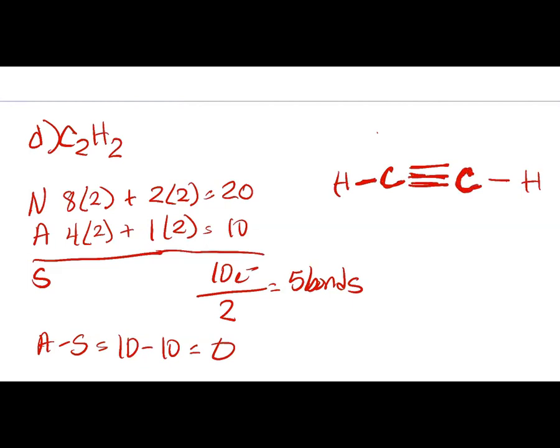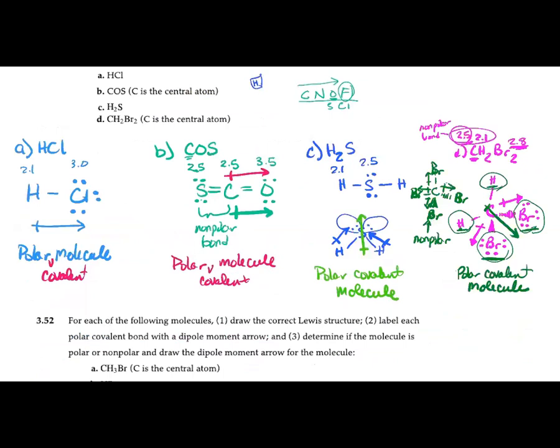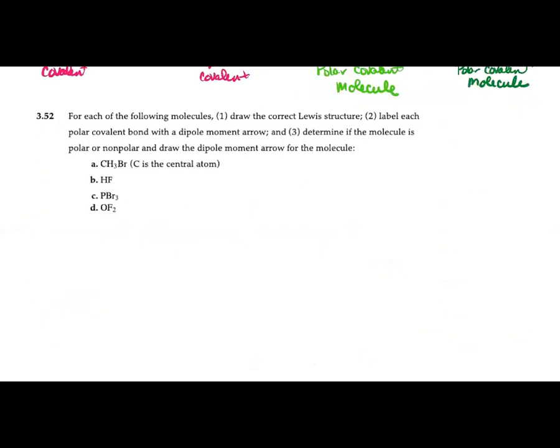This carbon here has, let's do a different color, 1, 2, 3, 4 bonds around it. So it's got 8 valence electrons. It's happy. And each hydrogen has 2. So they're happy. So it's just kind of playing around with it and trying it out until you get one that fits.